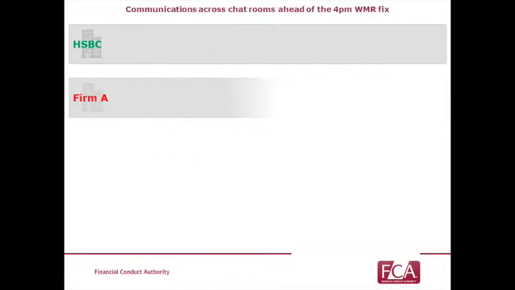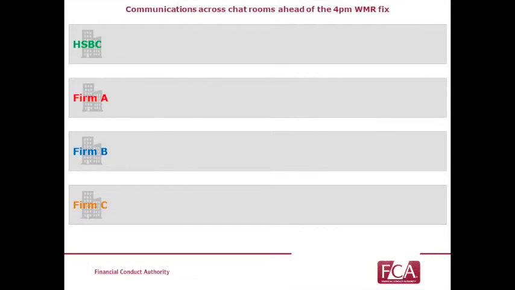Let's look at what the traders were saying to each other ahead of the fix. Some of these chats are in multi-bank chat rooms and others are private one-to-one chats. Firm A has net sell orders for more than 100 million sterling at the fix. This goes up to 130 million.